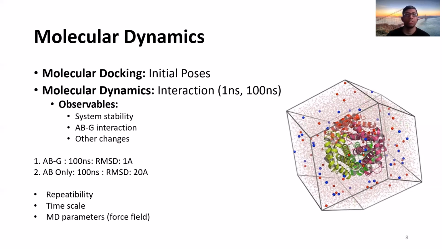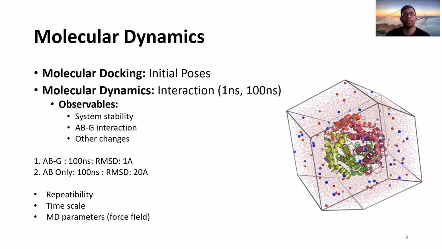And what you want to observe: let's say you have got the initial poses between two proteins, amyloid beta and G protein. Previously, we called it X protein. Now, let's say you have got a specific protein, G protein. After simulating them for several nanoseconds, what you want to observe is the system stability, their interaction, and other changes like thermodynamic changes or something like that.